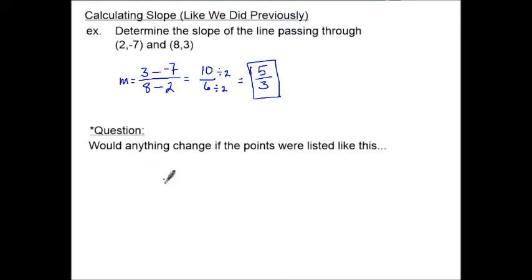Now my question to you, as it says right there, would anything change if the points were listed like this? And what I mean is, if instead of listing them just like (2, -7) and (8, 3) within the context of a problem I was giving you, what if they were just part of an XY chart? Had a 2, -7 right there, and then maybe we had an 8 and a 3 right there. My question to you is, would it change anything at all that you would do for the slope formula? Hopefully the answer is no.